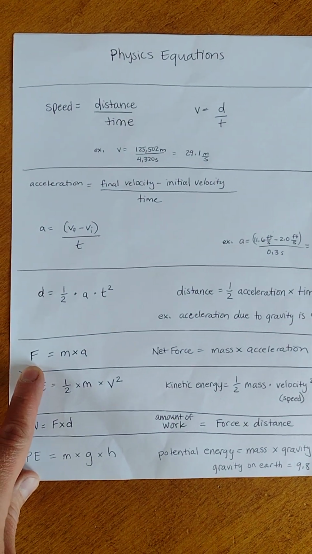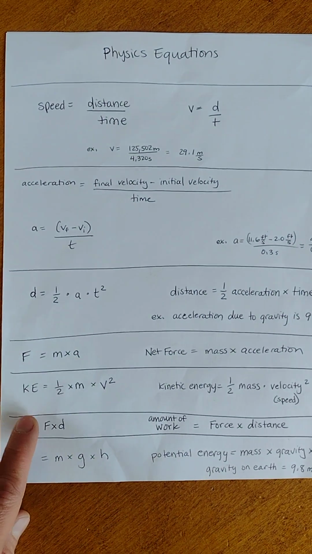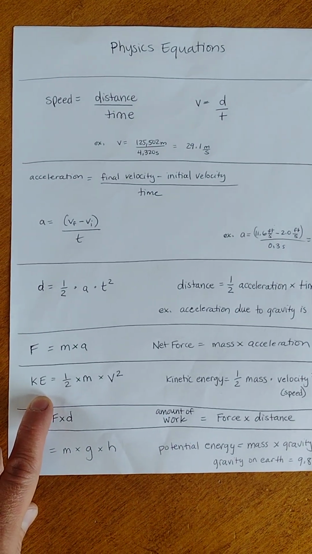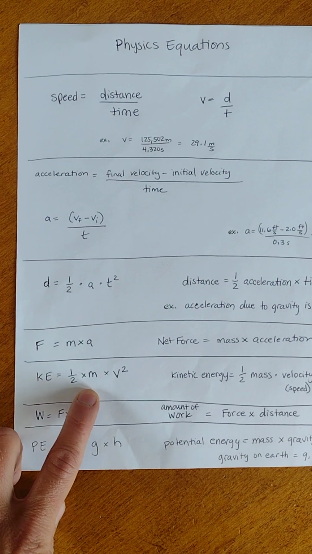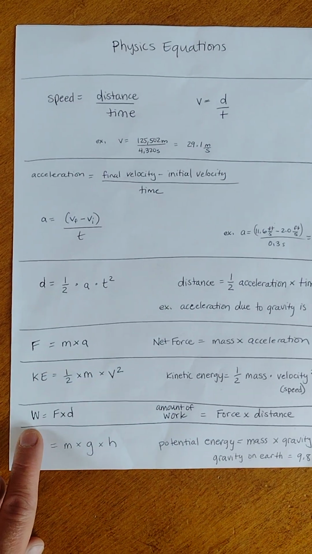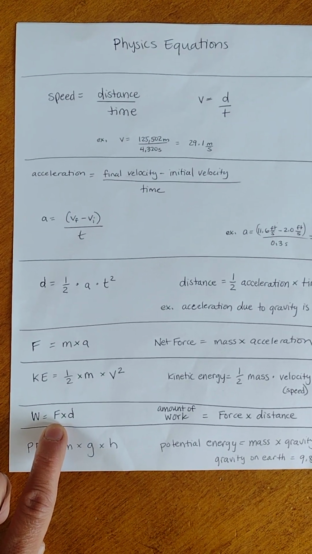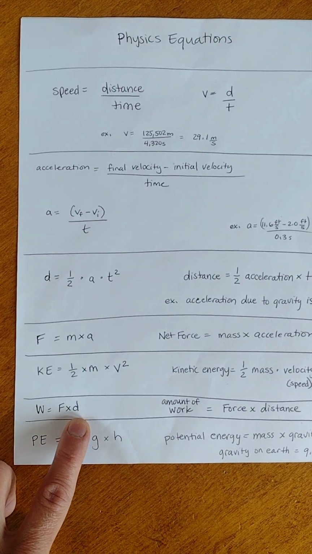This one is force equals mass times acceleration. This one is kinetic energy equals 1/2 times mass times velocity squared. This one is work. The amount of work equals the force times the distance.